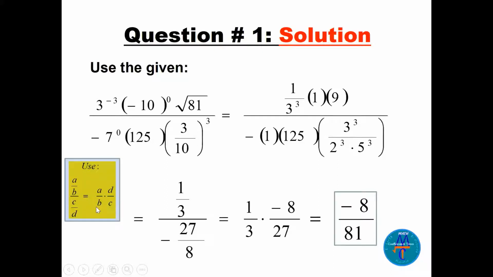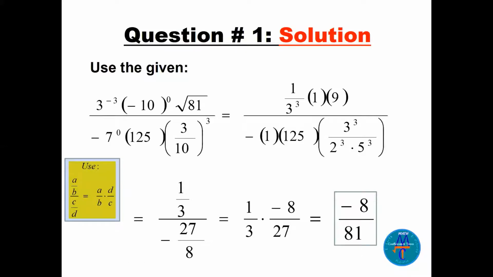Now use this formula here in the window. See this nice formula? When you divide two fractions, 1 over 3, this is a over b, minus 27 over 8, this is c over d. You leave the first fraction, multiply by the reciprocal of the second. So this becomes minus 8 over 27. So minus 8 over 81 is the correct answer.